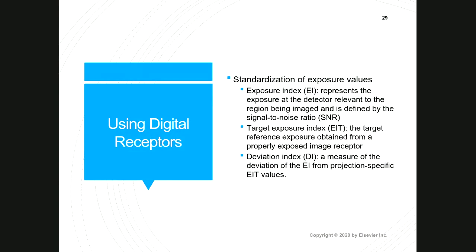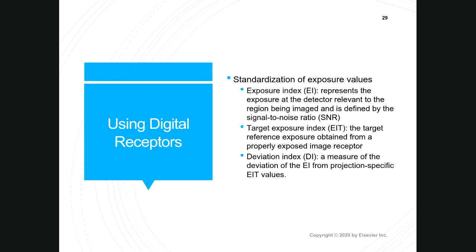So it's the target reference obtained from a properly exposed IR. So your target is what you, ideally when you're trying to go green, it's what would give you 0, right dead center in the green. If you had properly exposed it, that would represent 0. And the deviation index is how far does it deviate from the target exposure index. So if it's more exposure, it's going to be a plus number, and you're going to go to the right of the 0. And if it's a negative, meaning there was not enough exposure, it's going to go to the left of the 0.